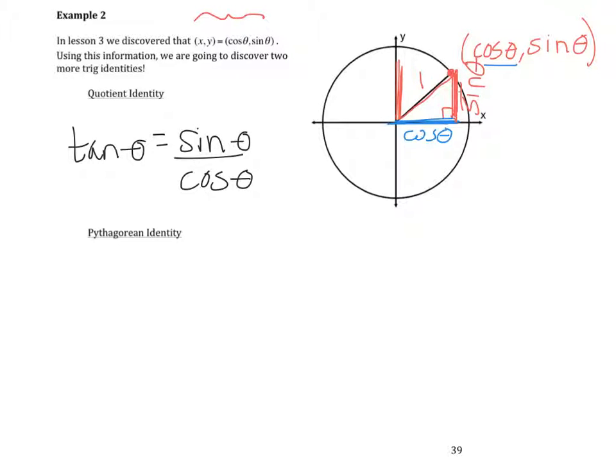If we label our angle, this little angle here, and we look at it in terms of tangent, we know tangent to be the opposite over the adjacent. Can you see that the opposite side right here is the sine, and the adjacent side to this angle is this cosine? So that's where we come up with this ratio, sine over cosine.